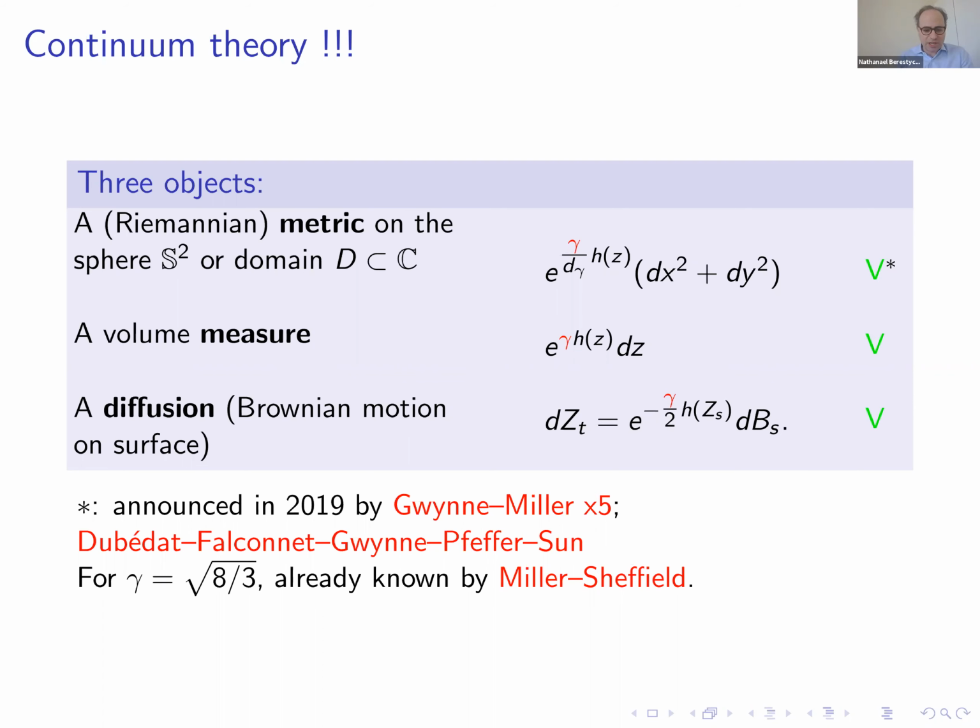And for the special case of the value gamma equals square root 8/3, actually this value plays a special role in the theory, in this result, the fact that the metric, there was already a metric, this was known from earlier results of Jason Miller and Scott Sheffield. So I will tell you more both about the volume measure, because it's the easiest to define, and about the diffusion, because that's the one I care about for this talk. Please feel free to interrupt if there are questions at this stage.